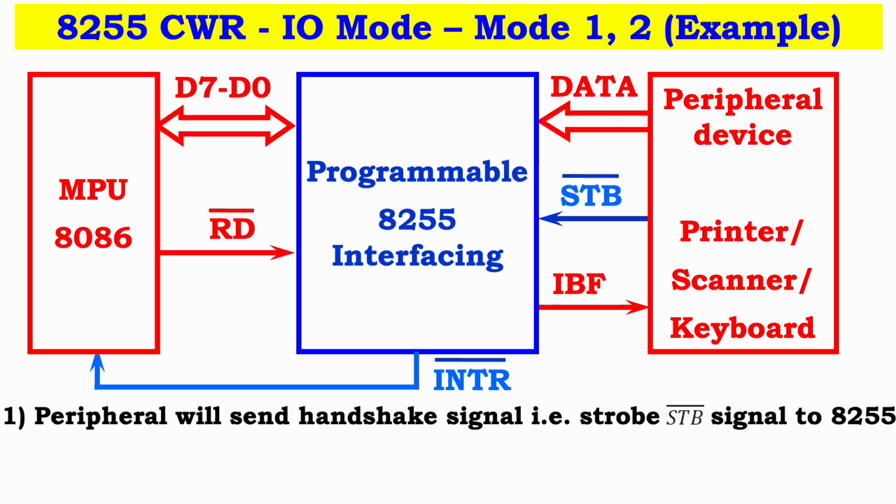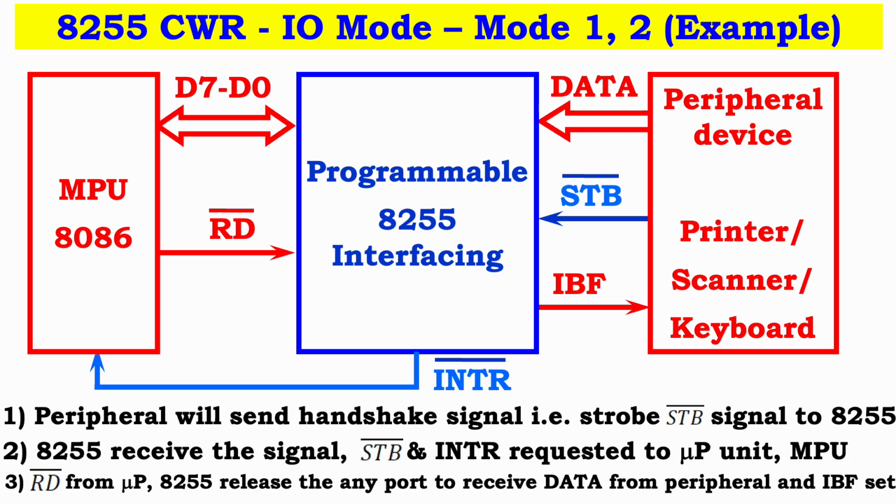If you observe, the peripheral sends the handshake signal, the strobe signal, to the 8255. At that time, an interrupt is requested from the 8255 to the processor. Now the data is ready to be transferred between the peripheral device and the processor with the help of the 8255. We can observe that. Then after the data transfer is over, IBF, the input buffer full, is set, so that the entire data is transferred.